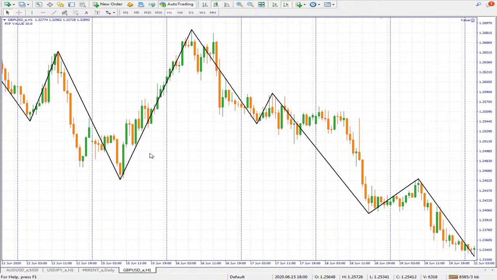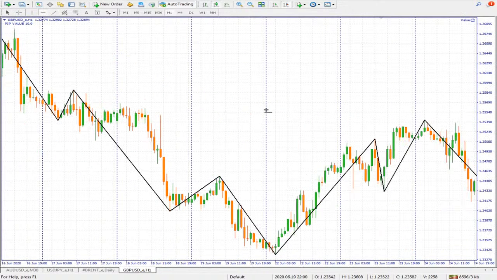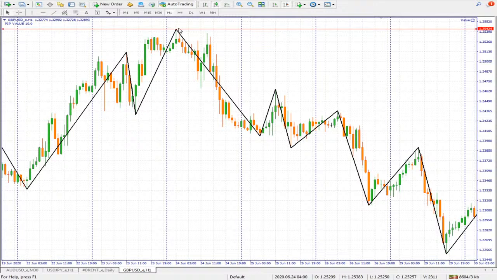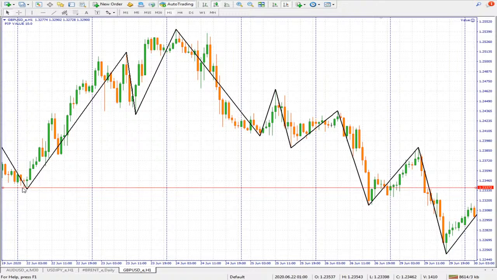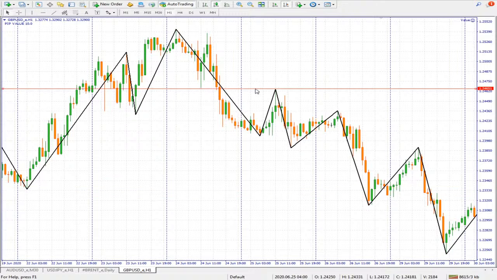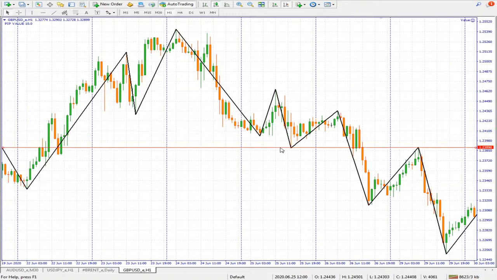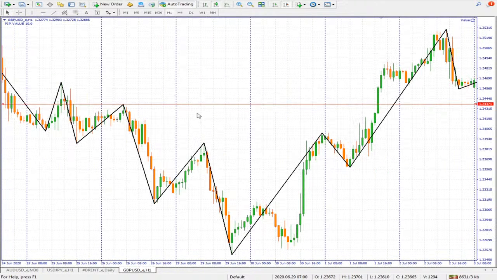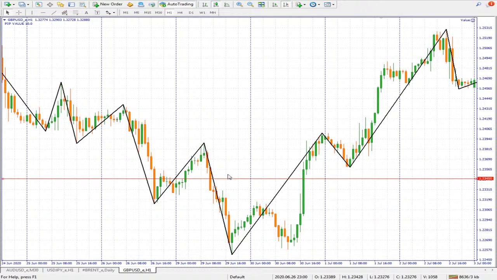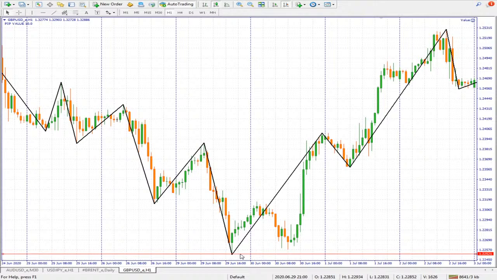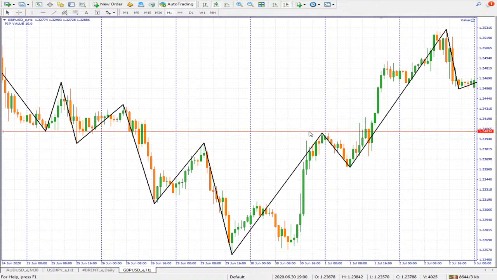So if you're using this to set your stop losses, you must be conscious of the highs and the lows of this indicator. These are the highs. This is a high, this is the low, this is the high, this is the low, this is the high, this is the low, this is the high, this is the low, and this is the high. Then you have this here as the low, and then this is the high. We have low, and then we have high, then we have low.